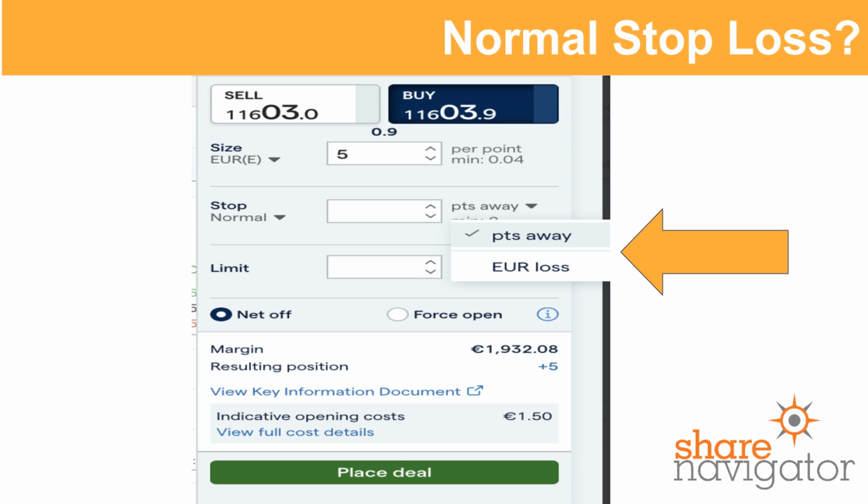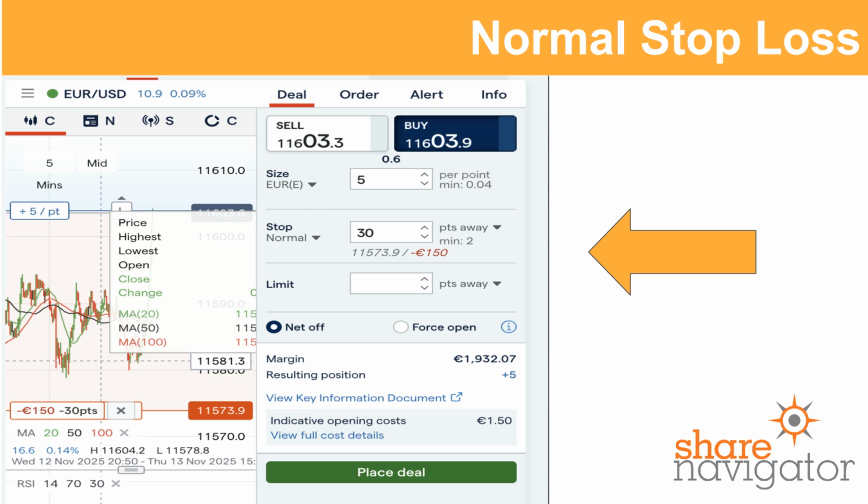But it's essential to understand that we're currency trading here. This is not an asset we're trying to hold for the long term. So we need to set stop loss orders. This is where our risk management comes in. The standard one there is normal, and we can go on points away or a specific euro loss. Let's look at an example. So let's pretend we're saying, okay, if this trade moves 30 points against us, we're going to close it out. So 30 times 5 would be a loss of €150.